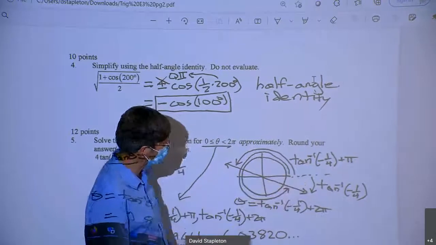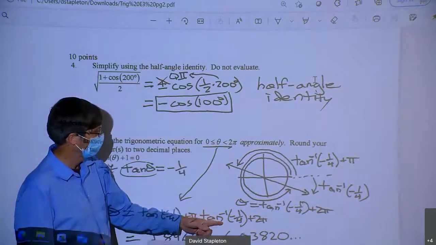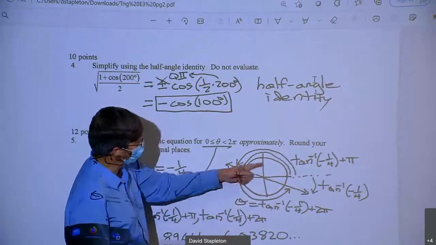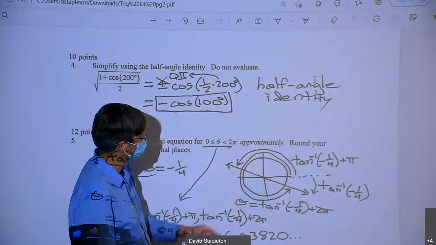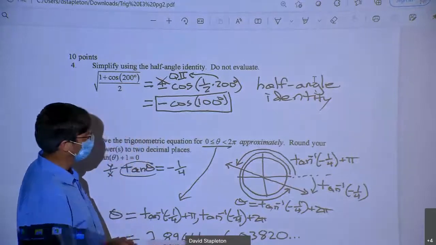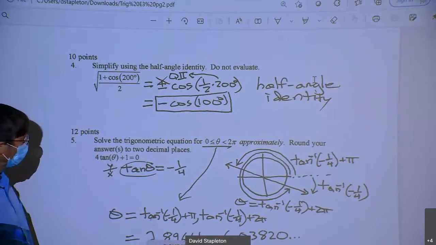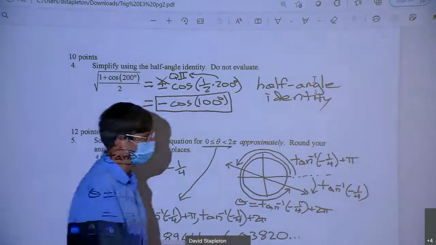And so arc tangent of minus a fourth plus 2 pi is one solution. That's this one, this angle right here. And the other one is arc tangent of minus a fourth plus pi. That's this measure here, right? The opposite one. So those two are the exact measures, but I actually define it approximately, like you're actually going to measure out in your backyard or your business or something.